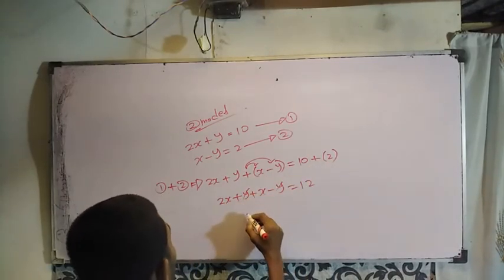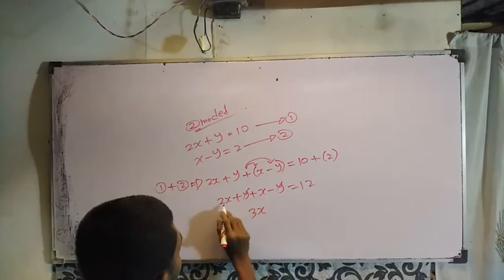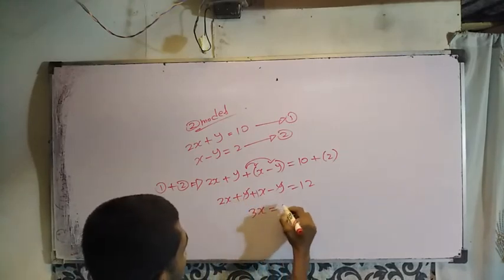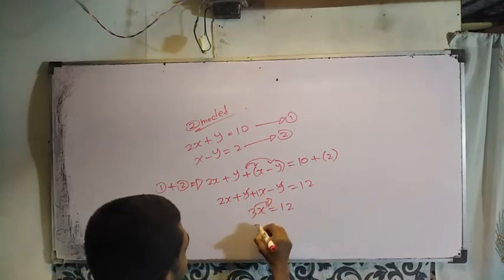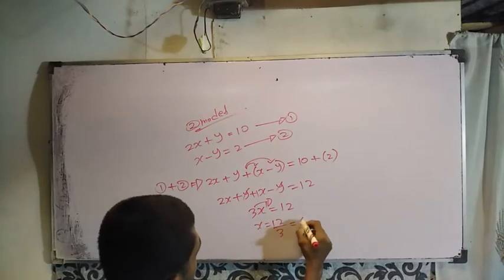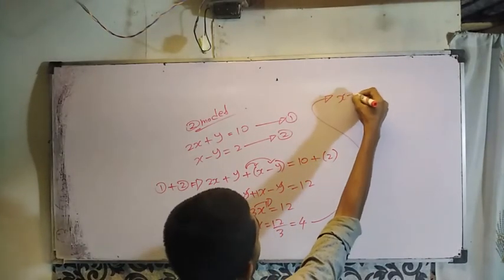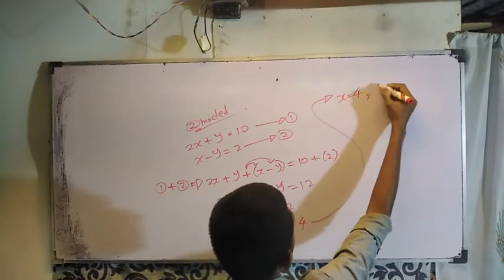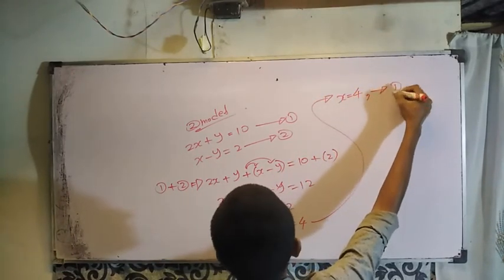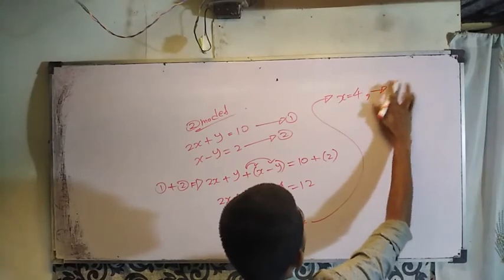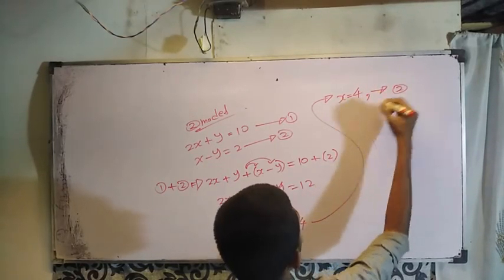Now you can cancel this positive y with minus y, and you get 2x plus 1x is equal to 3x, and 3x is equal to 12. Now x is equal to 12 over 3, which is 4. Now you can substitute this answer x is equal to 4 into the first formula or the second formula. I will substitute it into the second formula.